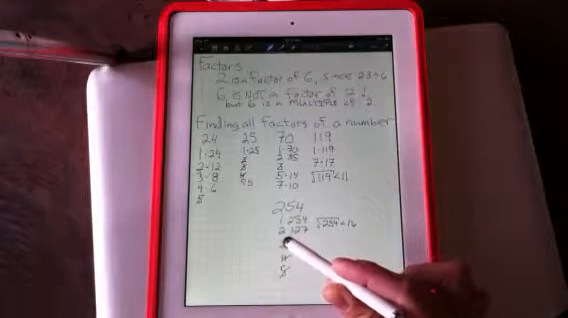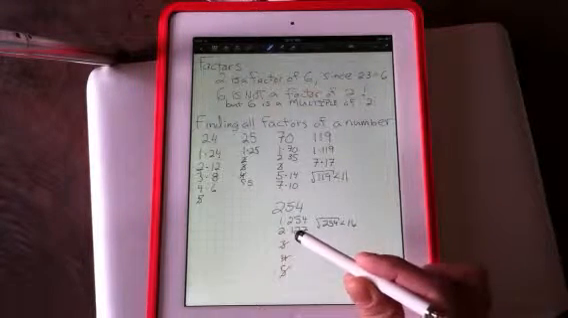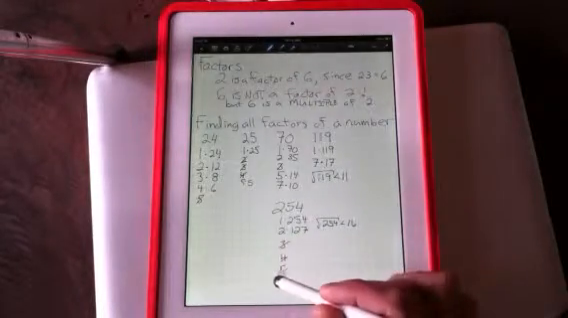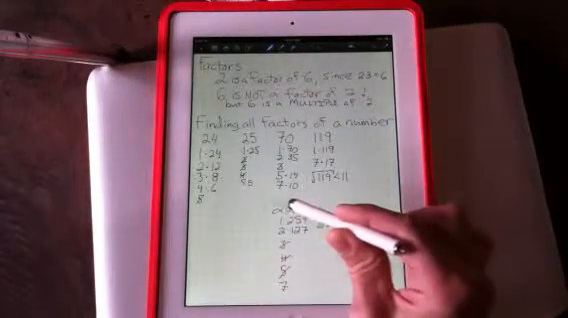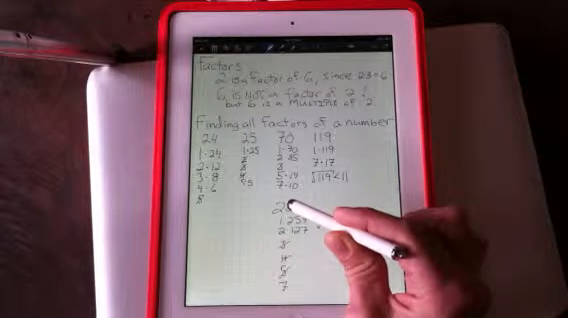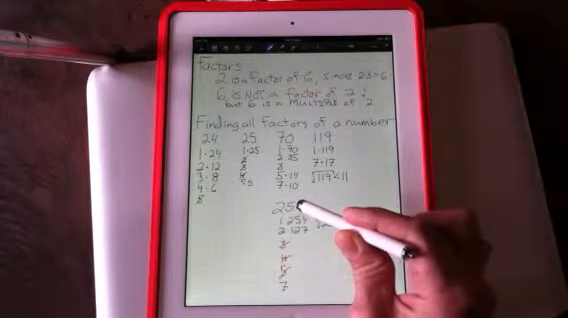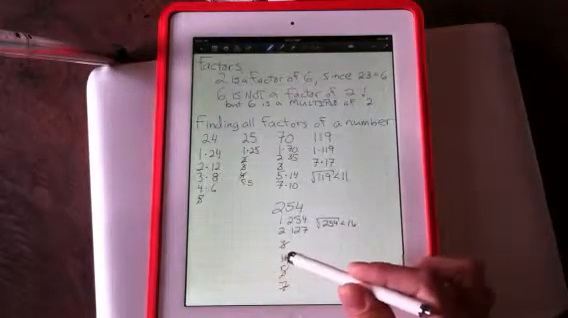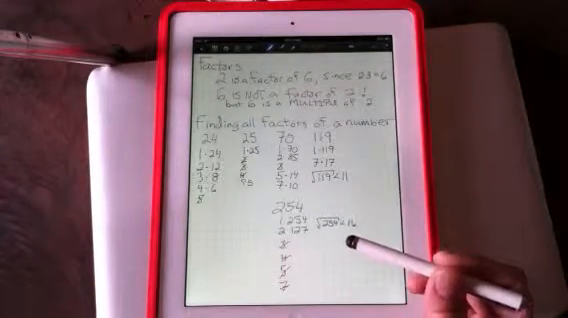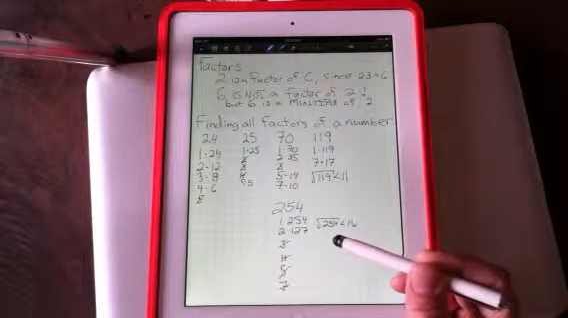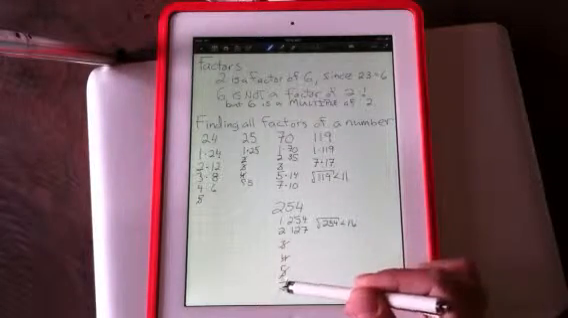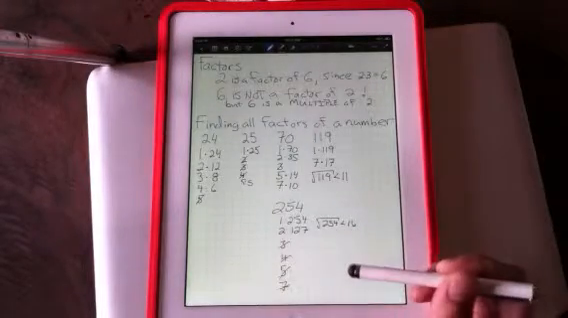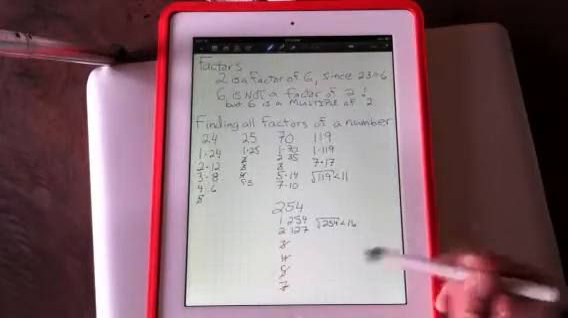I don't have to check 6 because 3 didn't work. 7, I do have to check. And let's see, 7 goes into 25 3 times, 21, that leaves 34. 7 doesn't go into 34. I don't need to check 8 because 4 didn't work. I don't need to check 9 because 3 didn't work. I don't have to check 10 because 5 didn't work. 11 is next. I got to check 11.